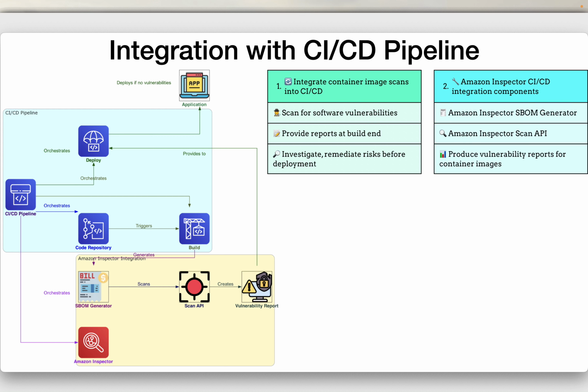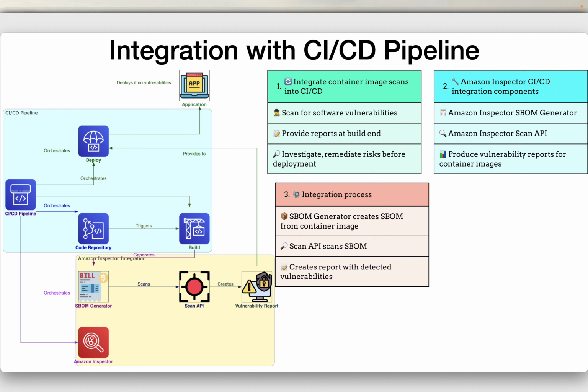The Amazon Inspector CI/CD integration utilizes a combination of the Amazon Inspector SBOM generator and the Amazon Inspector Scan API to produce vulnerability reports for your container images. So SBOM is software bill of materials. Basically, it will tell how much it will cost you in terms of these vulnerabilities. So the Amazon Inspector SBOM generator creates a software bill of materials from a provided container image. Then Amazon Inspector Scan API scans that SBOM and creates a report with details on any vulnerabilities detected.